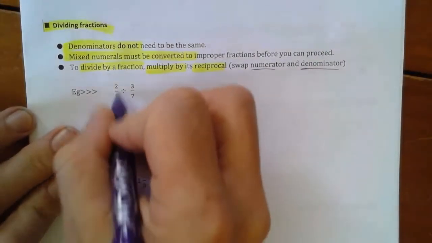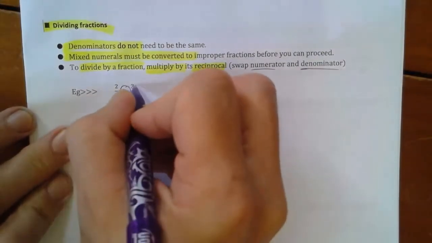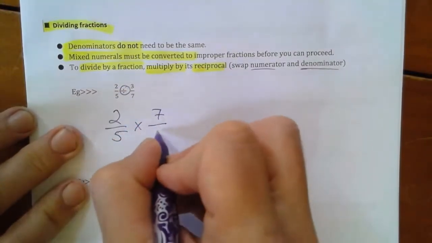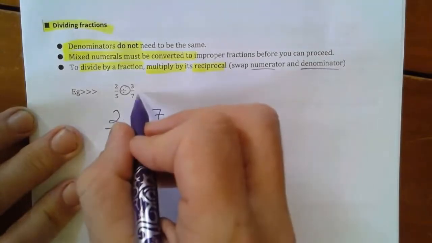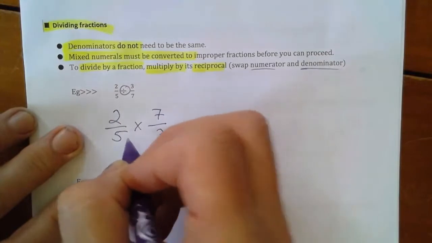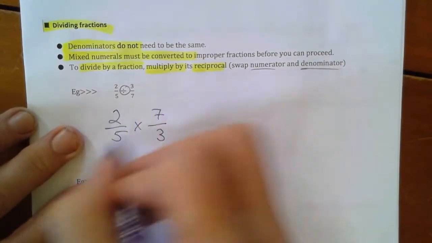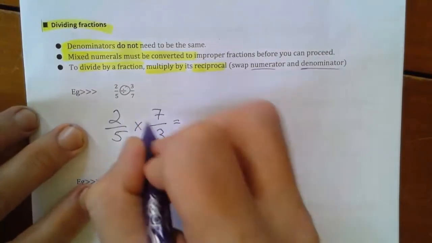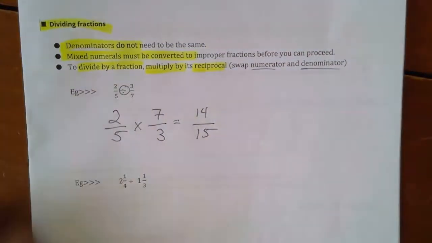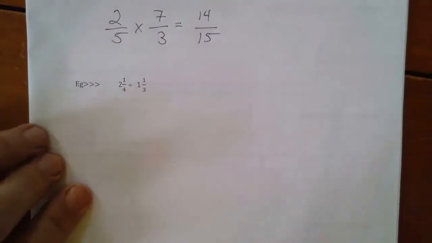2 over 5, we keep that the same. So now because we're dividing by 3 over 7, we're actually multiplying by 7 over 3. This is the reciprocal of that, upside down. So now we've turned division into multiplication. Let's check and see if we can do any canceling. There are no common factors along the diagonals, so we'll have to do 7 times 2 is 14, 5 times 3 is 15, and that's as reduced as it can be.